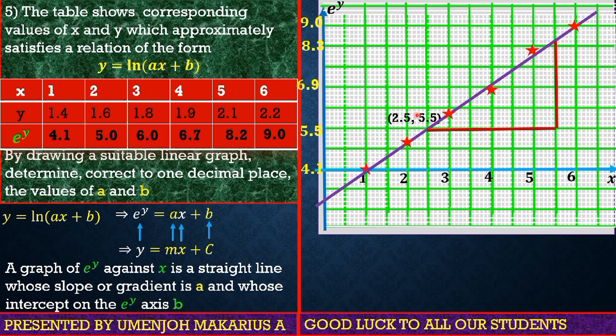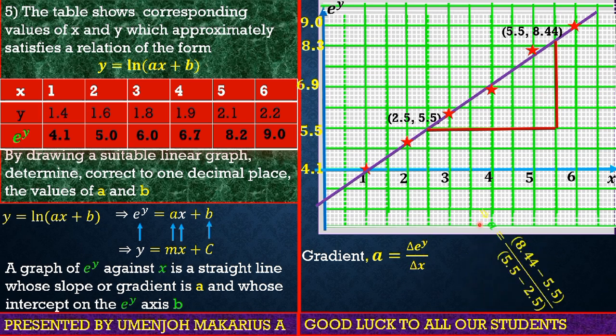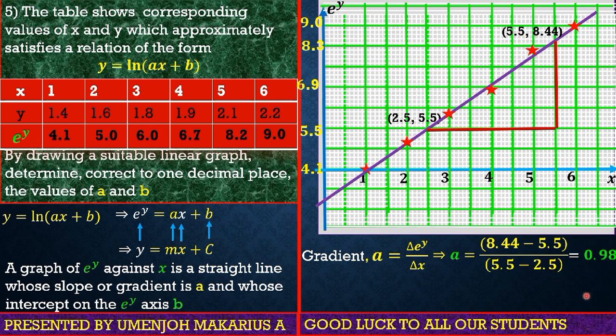At this point, we are going to have 2.5 and 5.5. Then at this point, guys, we are going to take 5.5 and 8.44. If you get it very right, this is going to be 8.44. Then now, guys, the gradient or the slope has to be given as a change in e raised to power y over a change in x. Change in e raised to power y means we are going to take the second value minus the first over, for the x, we have the second as well. That is 5.5 minus 2.5. Simplifying that, guys, we have an answer of 0.98.